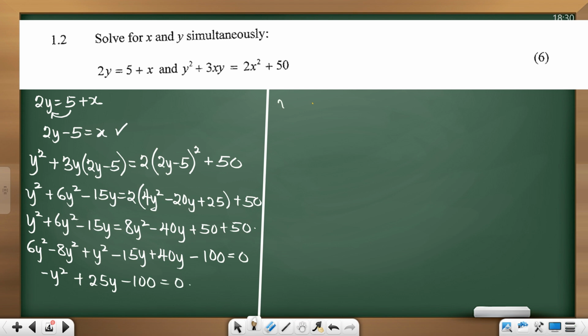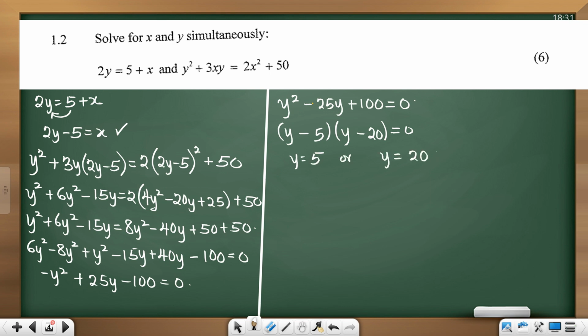Okay, what will this be if I multiply by negative? y squared minus 25y plus 100. Okay, you must get to this point. Factors? 5 and 20. Okay, so beautiful. We're done. Once you get that, y, and there's nothing that says you shouldn't get fractions, please. 5 and 20, negative, negative. So y equals 5 or y equals what? 20.